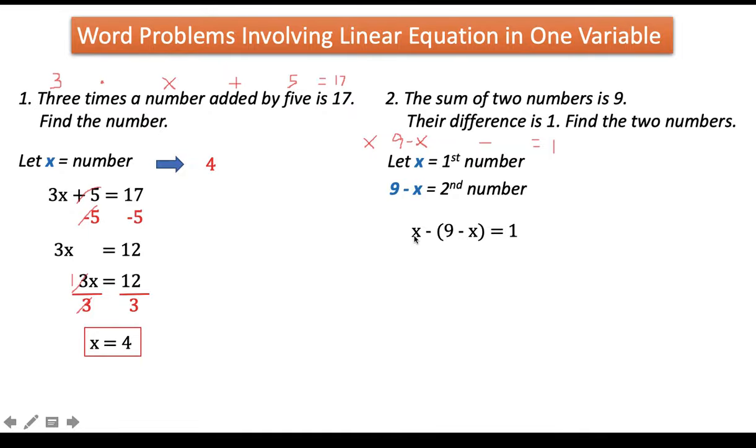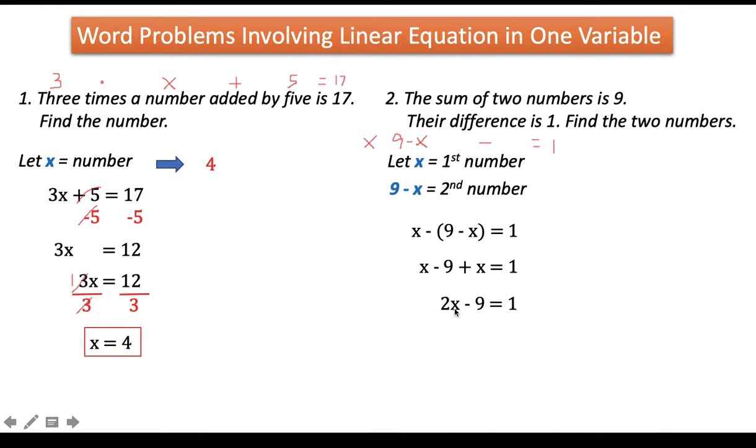We are now on the process of finding the value of x. But first, we need to simplify it. So we're going to remove the parentheses. So negative times positive 9 is negative 9. So write down x, then negative times positive 9 is negative 9. Negative times negative x is positive x. Write down equals 1. Then positive 1x plus positive 1x is 2x. Then write down minus 9, write down equals 1.